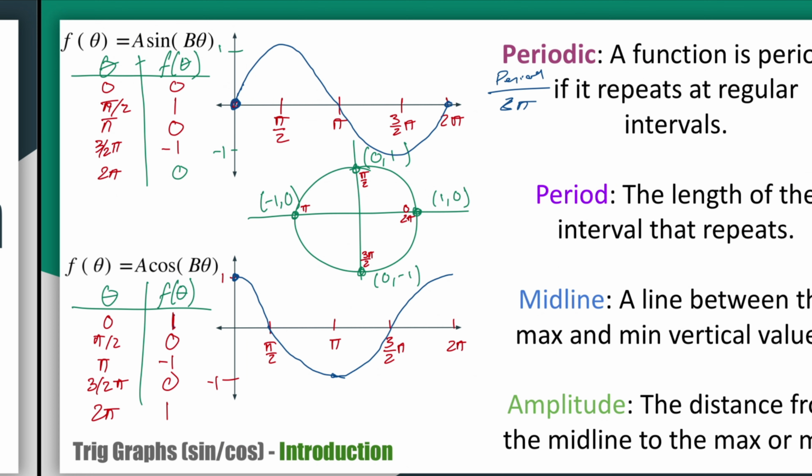Now, this one also had a period of 2 pi, okay? And both of their amplitudes, because they went up to 1 and -1, that's a distance of 1 from the midline, so both of them had an amplitude, which is called amp, of 1, okay?